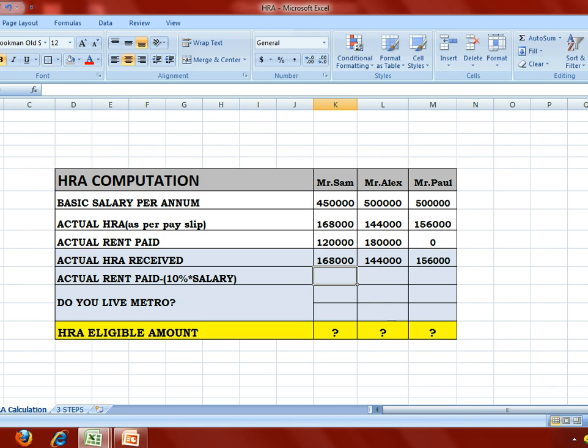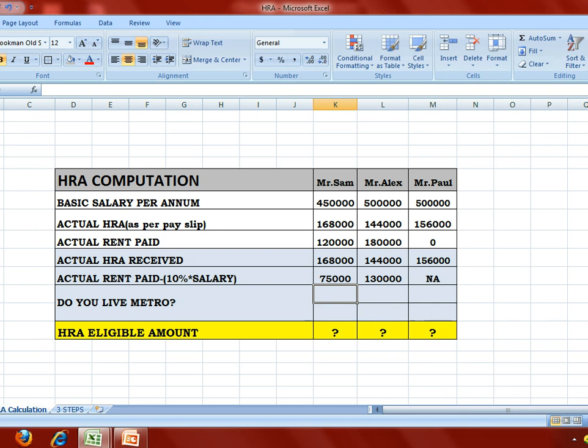Now you need to discount the actual rent paid with 10% of the basic salary. Type equals, discount the actual rent paid with 10% of the basic salary of Mr. Sam. Instead of calculating this variable for all individuals separately, all you need to do is press Ctrl C and paste across the cell where you want to calculate the similar value for Mr. Alex and Mr. Paul. For Mr. Paul it is not applicable because he doesn't pay any rent.